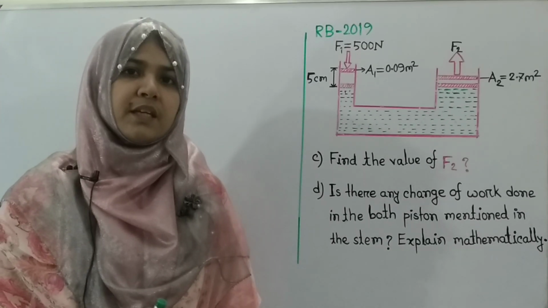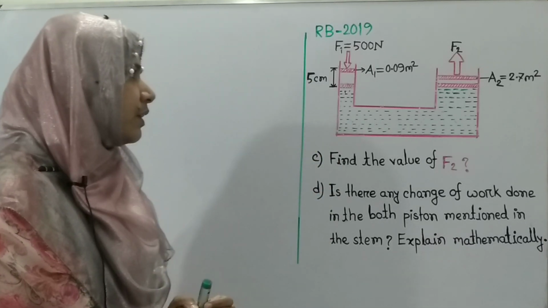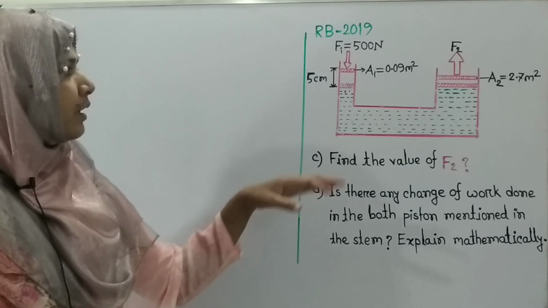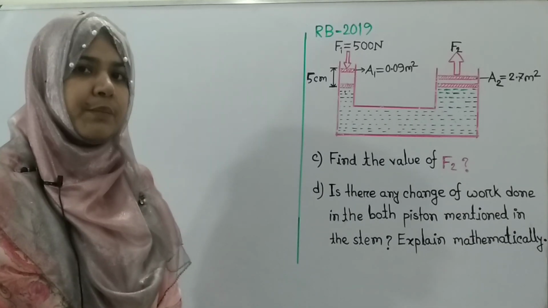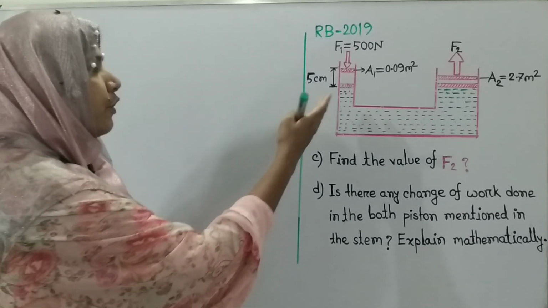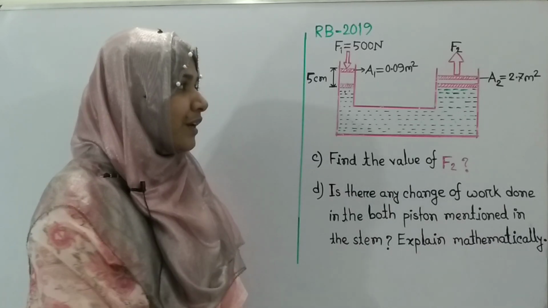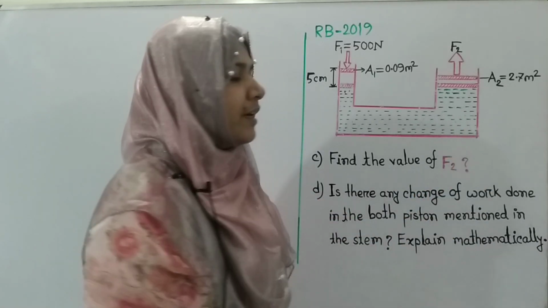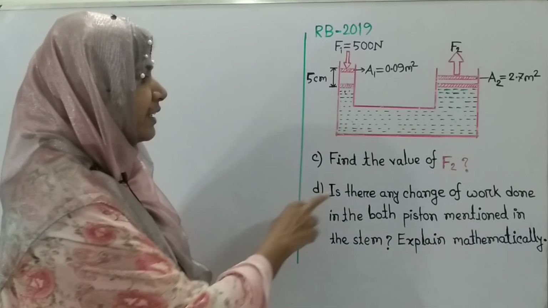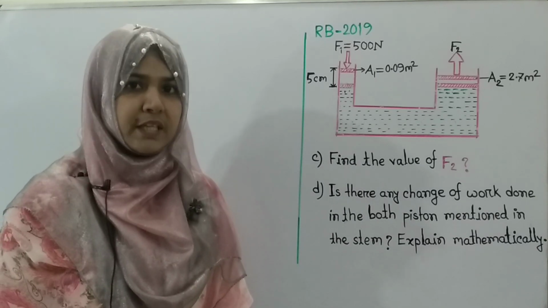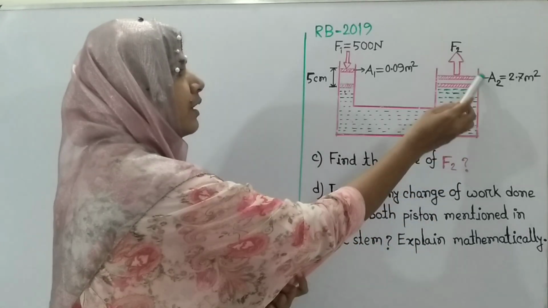Now our next question is from Rajshahi Board 2019. Here you can see that the given informations are: area of small piston A1 equals 0.09 meter square, force on the small piston is 500 Newton, and the area of larger piston A2 equals 2.7 meter square. Now our question number C is to find the value of F2. That means we have to find out the upward force that is felt on the larger piston.